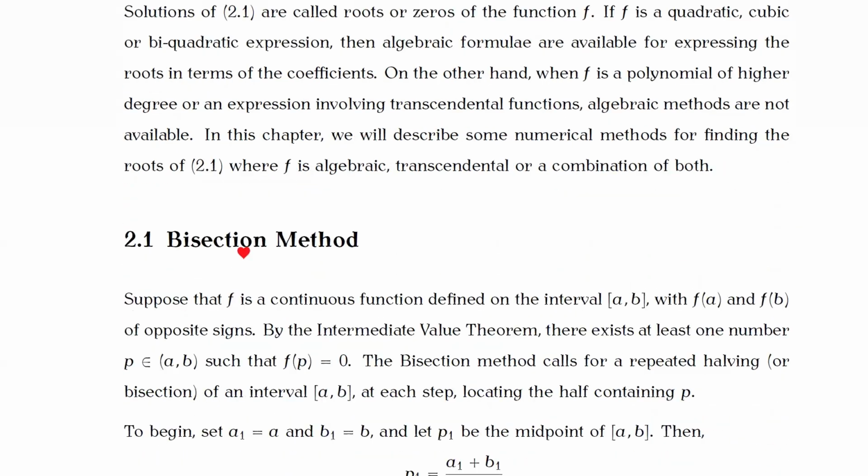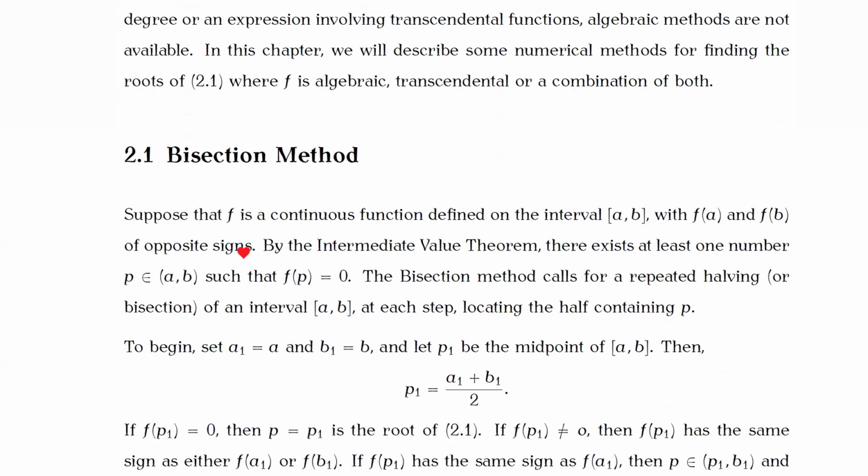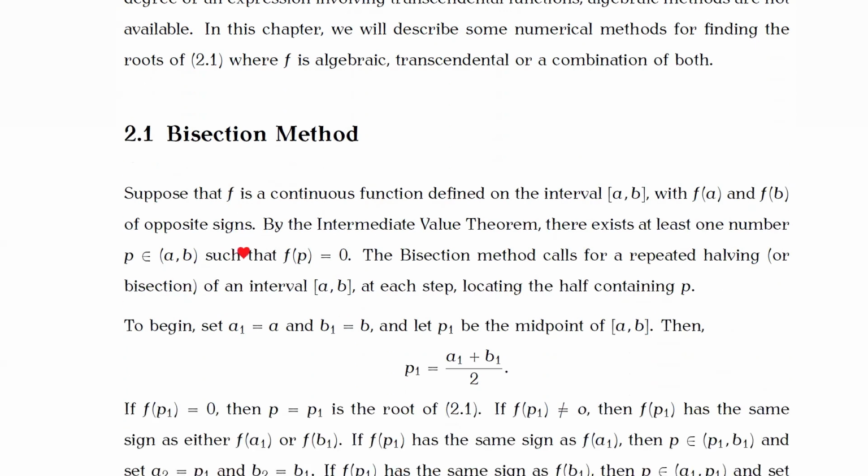So the first method we're going to look at is called the bisection method. First of all, for us to use this bisection method, we have to know the interval in which the root can be found.